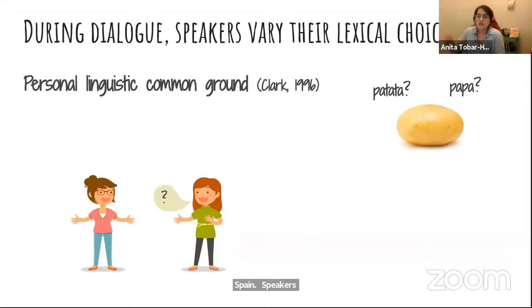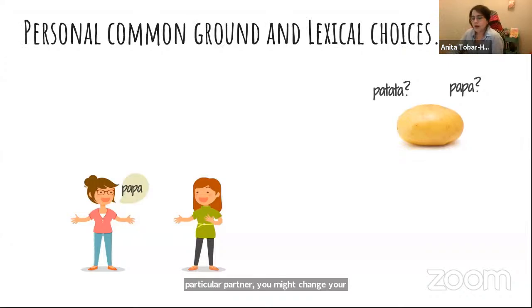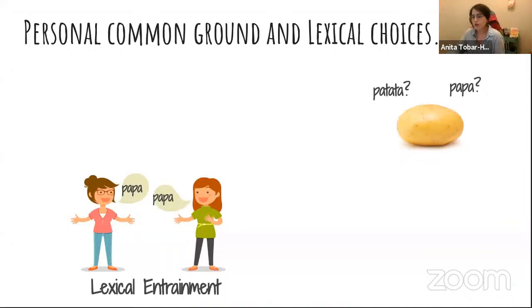Well, previous literature suggests that personal linguistic common ground has a lot to do with this, which means that depending on the personal linguistic history that you share with your particular partner, you might change your lexical choices. So, for example, if an interlocutor uses the word papa, then chances are that the speaker will reuse the word that their partner used before, which is a phenomenon known as lexical entrainment in the psycholinguistics of dialogue.